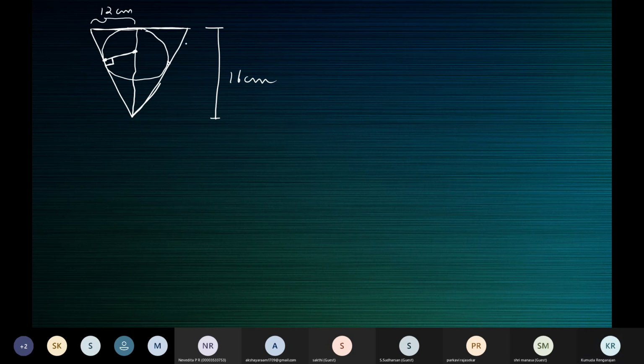Similarly, this line acts as a tangent. This one is the point of contact. When you join the center to the point of contact, you get the radius. This is the radius of the sphere. This one acts as a tangent, perpendicular.